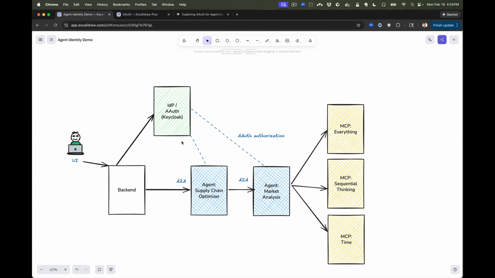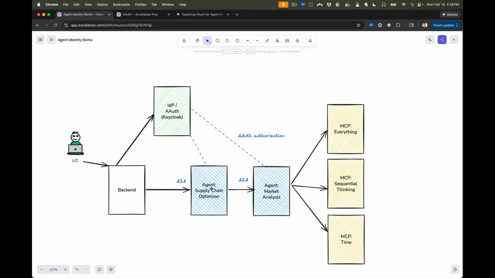The demo follows this flow where a user at a UI connects up to a backend. The backend application can call into these agents over the A2A protocol. In the previous demo, we used AAuth to establish agent identity using message signing and verification with cryptographic keys. In this demo, the backend will call the supply chain agent, and the supply chain agent will know who the backend is, but it'll issue a signed token that says, hey, you need to go get authorization to call me.